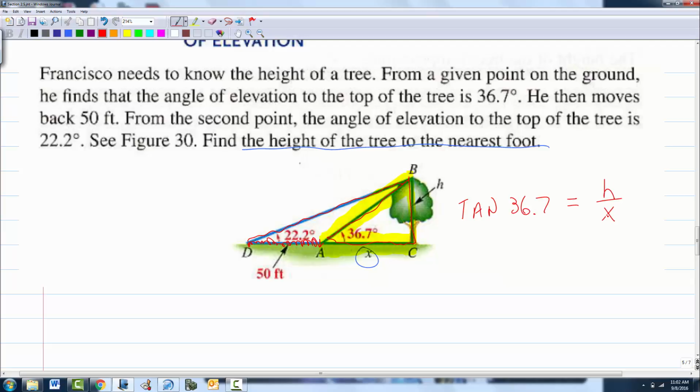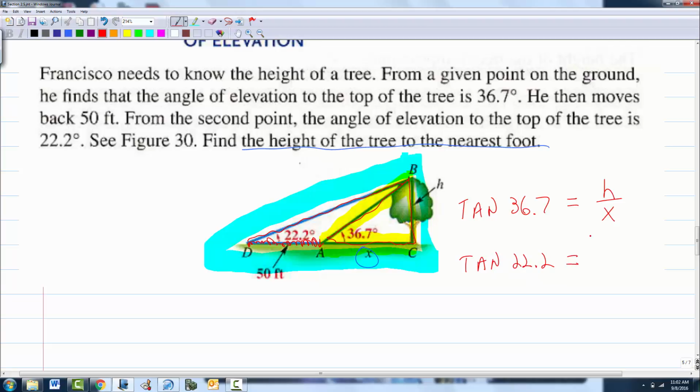Why is it tan? Because what's H and what's X? Opposite and adjacent. Then what's true about the blue? Tangent again. Oh, you did it. A lot of times people just say 50x. What is the operation of 50x? Times. It's not times, it's just whatever x is plus the 50 that he walked.